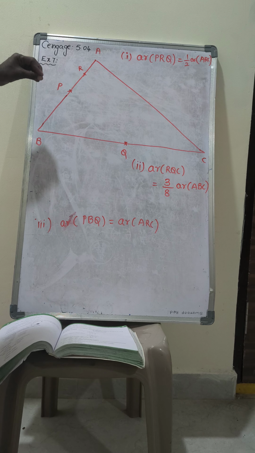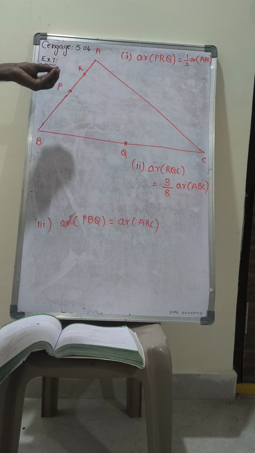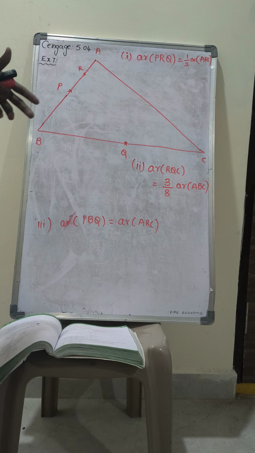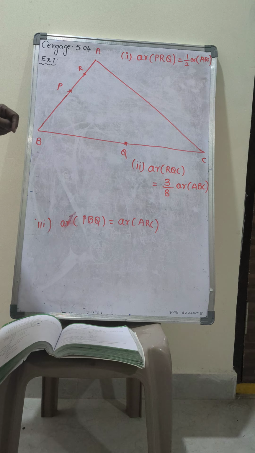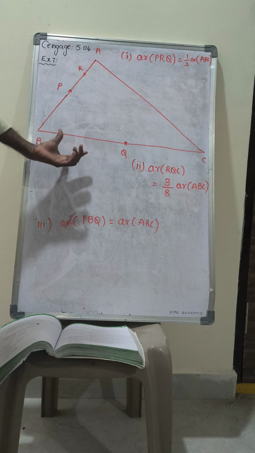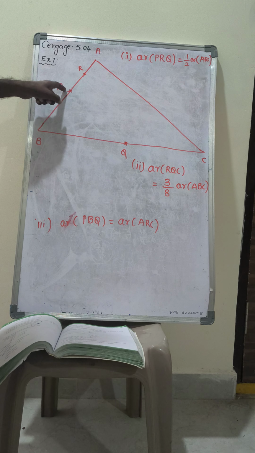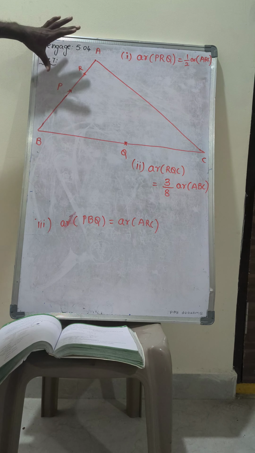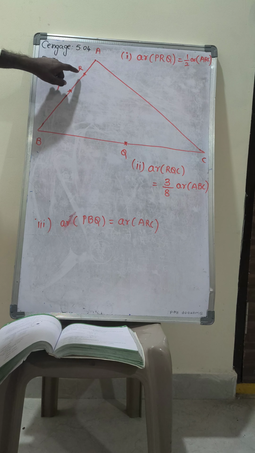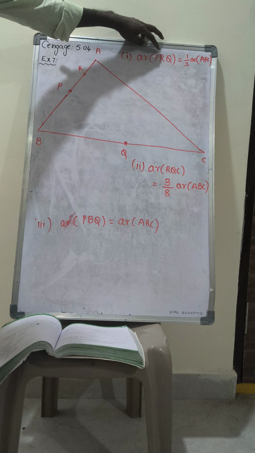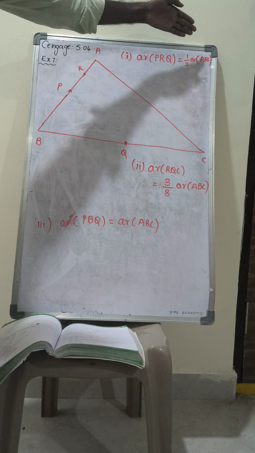So I will try to explain the same problem with fewer steps, using an algebraic way. First, ABC is a triangle. P is a midpoint of AB, Q is a midpoint of BC. And you can see AP, the midpoint of AP is R. Then we need to prove area of ARQ is equal to half of area of ARC.